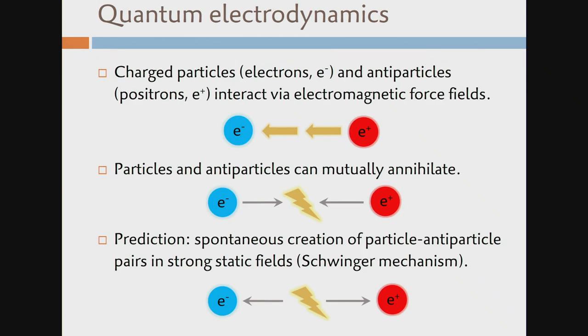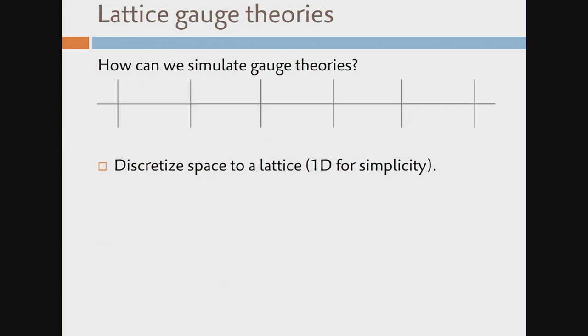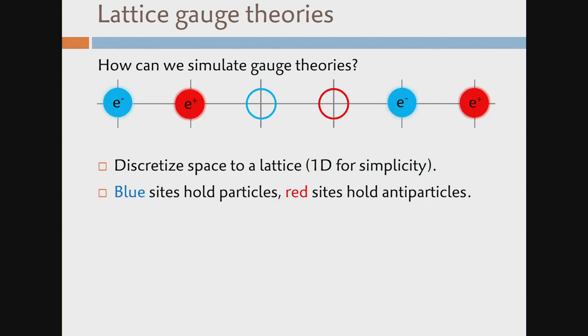So this is, conceptually, for very simple people like me, the view of what we're trying to do, and now how can you simulate such a theory? In reality, you would say, I have all these particles floating around and interacting. If I want to reduce the problem and make it simpler, I can discretize space and divide the space into little boxes, and each of these boxes can hold one particle or one antiparticle. For simplicity, we're just going to consider one spatial dimension. And so we have reduced our continuous three-dimensional space to a lattice. And then on each site of this lattice, let's say we have blue sites and red sites.